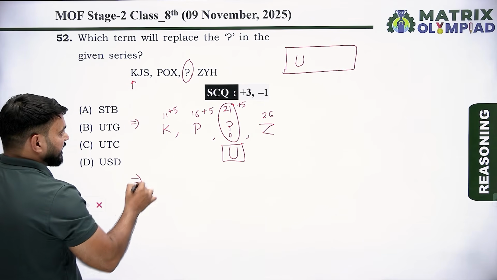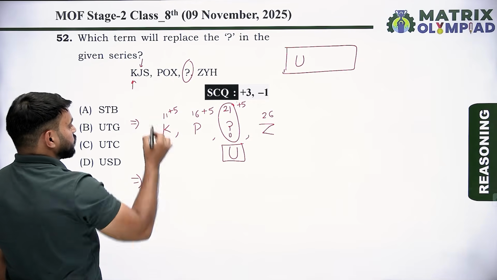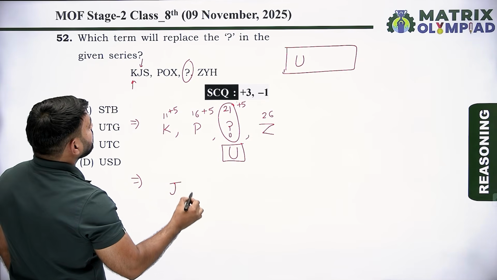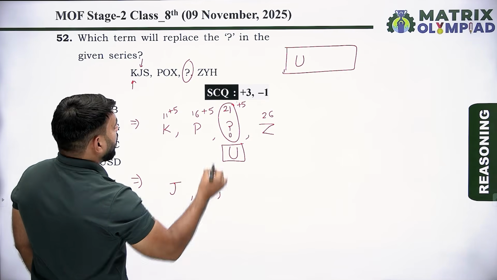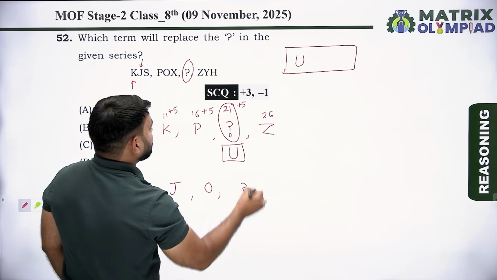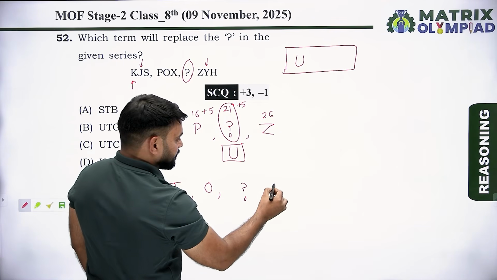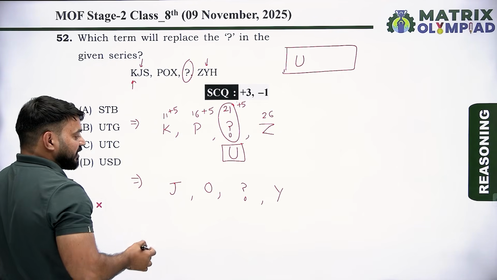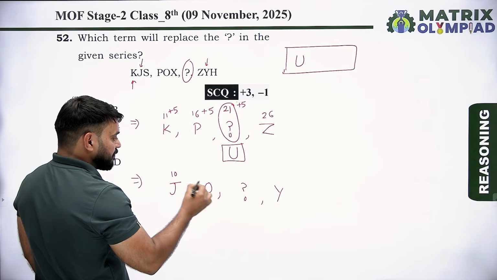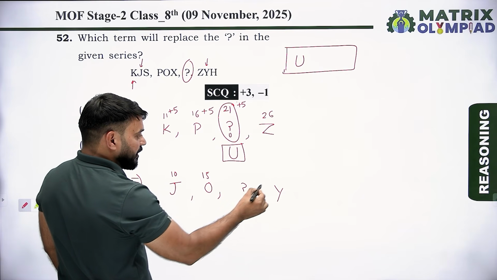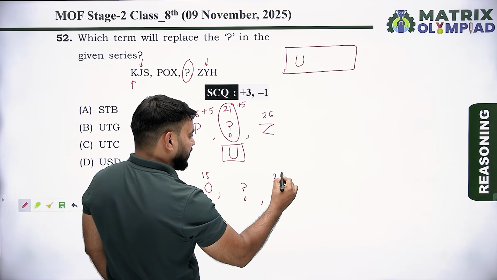Now taking the second alphabet of each term. The second alphabet of the first term is J. After J, next is O. After O, next is missing. After the missing one, next is Y. Now find the place value of the given letters. The place value of J is 10. The place value of O is 15. The place value of Y is 25.